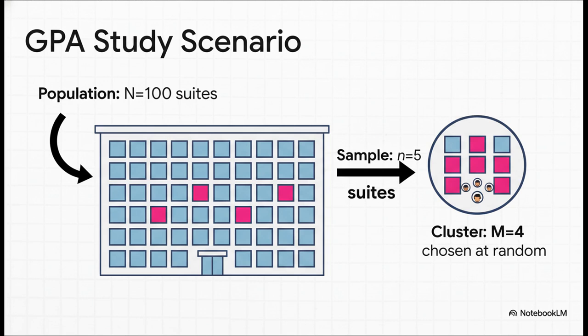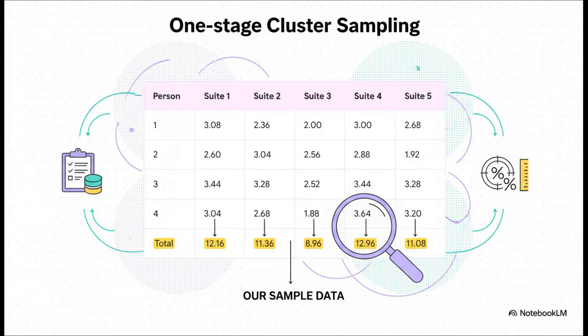So here, N is our 100 suites, little n is the 5 we sampled, and M is the 4 students in each one. And boom, the data comes in. We've got the individual GPAs for all 20 students. But here's the absolute key. For our cluster sampling math, we don't really care about those individual GPAs directly. The only reason we need them is to get the total GPA for each suite. You see that highlighted total row at the bottom? That is now our dataset. Those 5 numbers are all we need for the rest of the analysis.